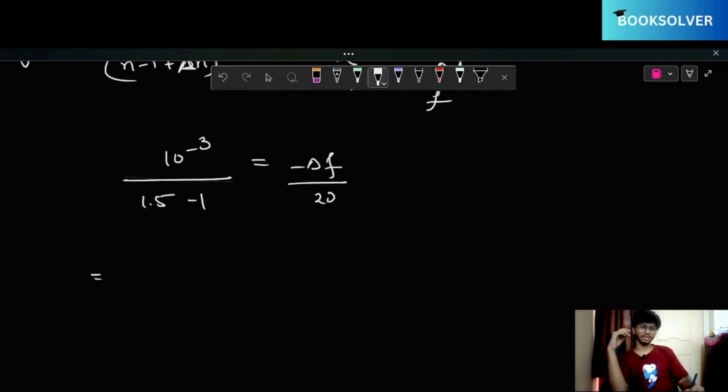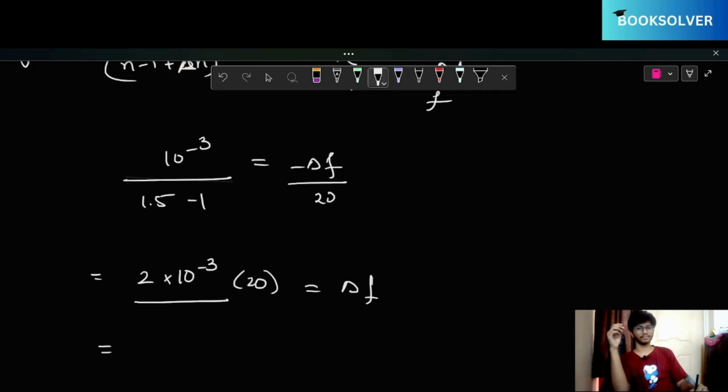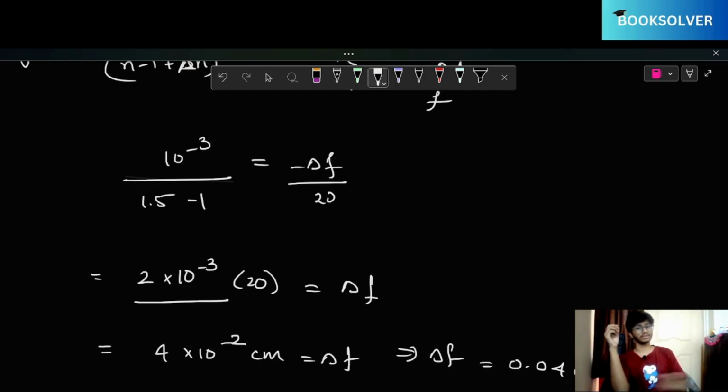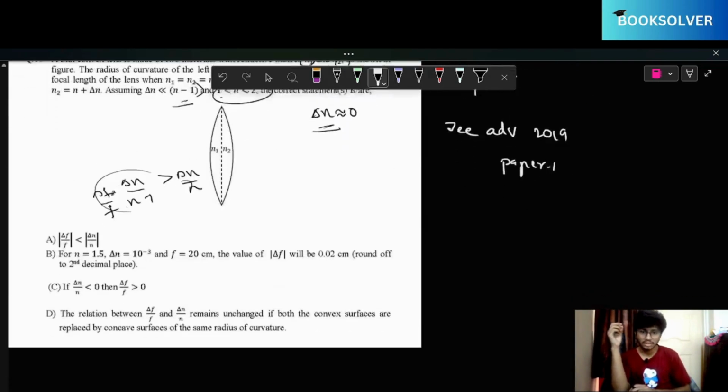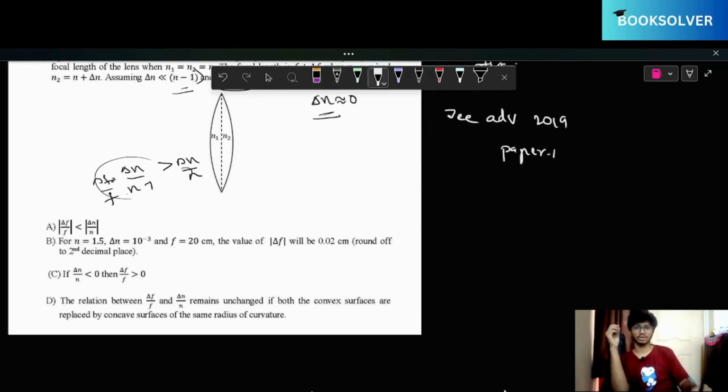So this is basically 10 to the power minus 3 upon 0.5, into 2, into 20. It is delta F, so it is 4 into 10 to the power minus 2 centimeters. That implies delta F is equal to 0.04 centimeters, which is wrong, right? So this option is wrong.